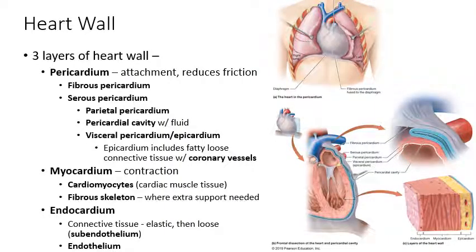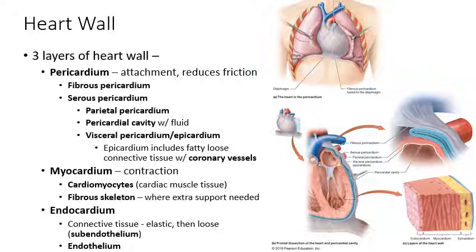The heart wall gets a little bit complicated. You have three basic layers of the heart wall: the pericardium, myocardium, and endocardium. But then the sublayers, especially of the pericardium, are a little bit complex. The pericardium is the outermost or superficialmost layer of the heart wall. It attaches the heart to structures around it, and it reduces friction because it actually includes a serous membrane. So the pericardial serous membrane is part of the pericardium of the heart.